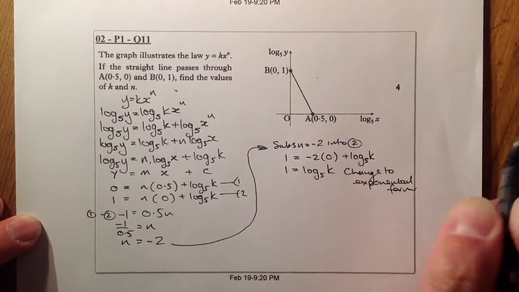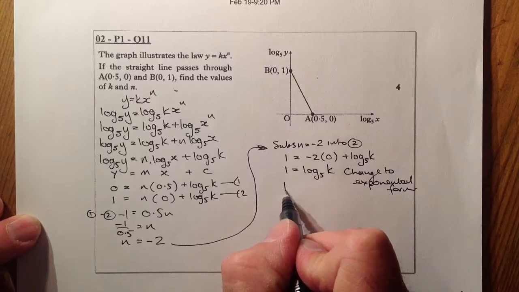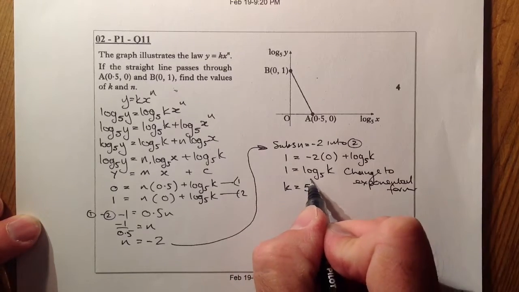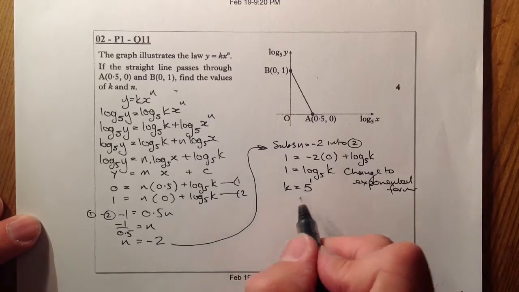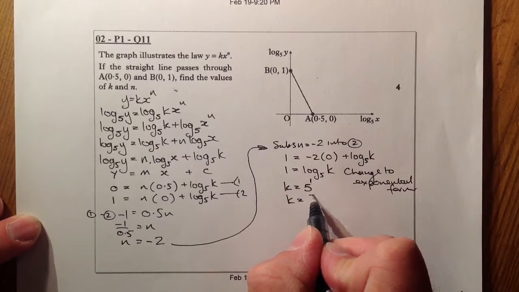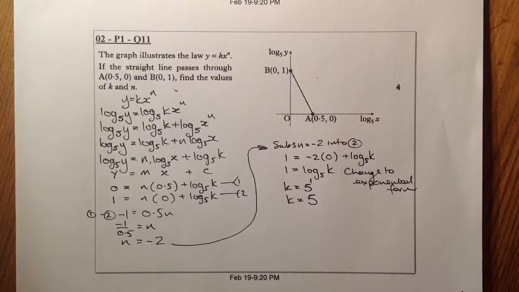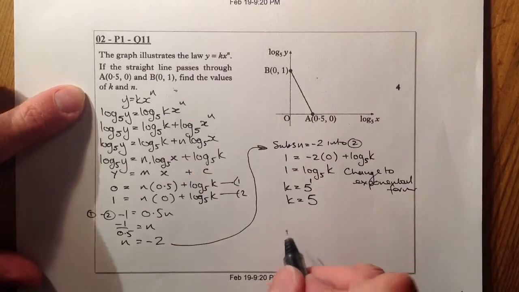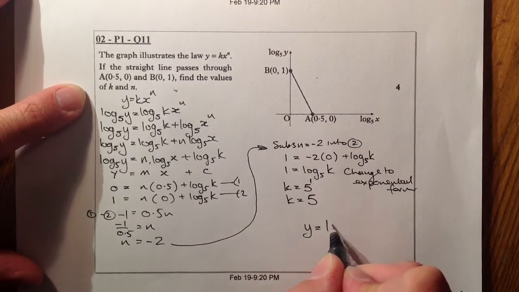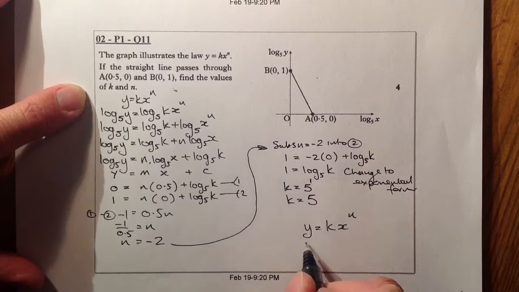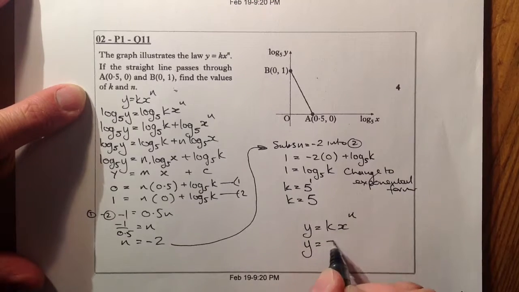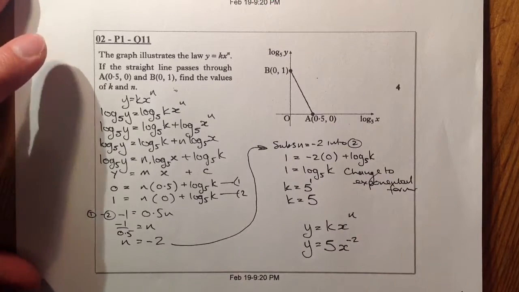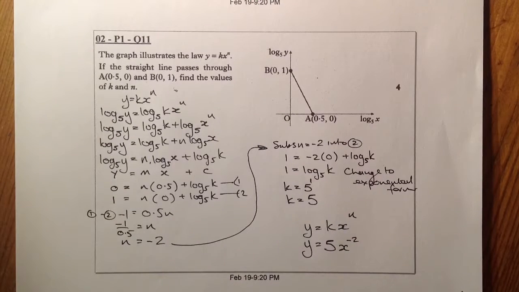Right, from there I've got k is going to be equal to the base, which is 5, to the power of 1. So from there I can see that k is going to be equal to 5. If I replace that back into the original equation, y is equal to kx to the power of n, my equation now would be y equals 5x to the power of minus 2, and that would be that question complete.